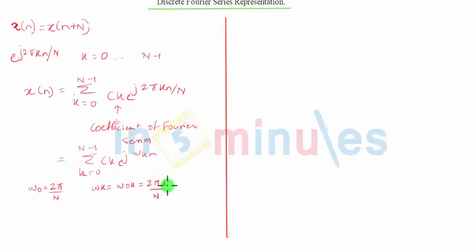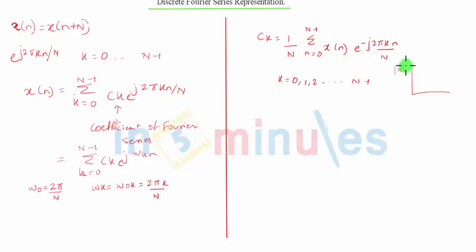Now finally we see the coefficient of the Fourier series, that is represented as c k is equal to 1 by N sigma ranging from n is equal to 0 to N minus 1 x of n e raised to minus j 2 pi k n by N, where k ranges from 0 to N minus 1. These coefficients represent the amplitude, that is mod of X of k versus k plot, and also the phase plot, that is angle of X of k versus k.